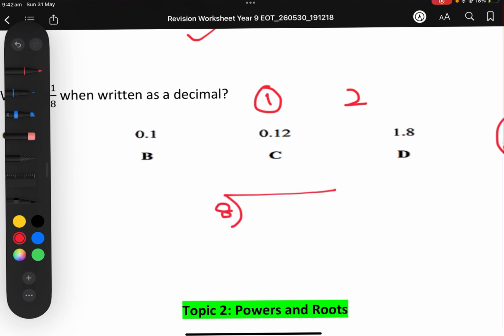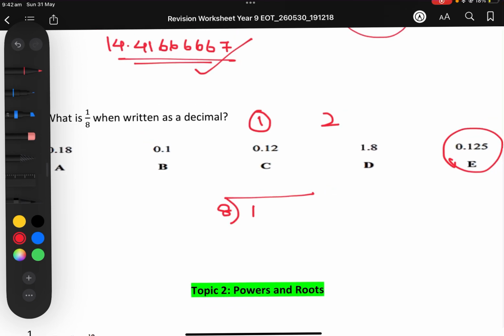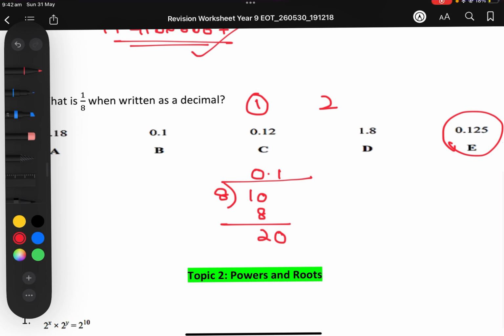8 starts to divide into 1. 1 cannot be divided by 8, so I take a 0 and put a decimal here. Comes a 10. Then 8 ones are 8. 2 is left, decimal is already there, put a 0. So what's going to happen? 2, 8 2s are 16. Okay, 4 is left here.